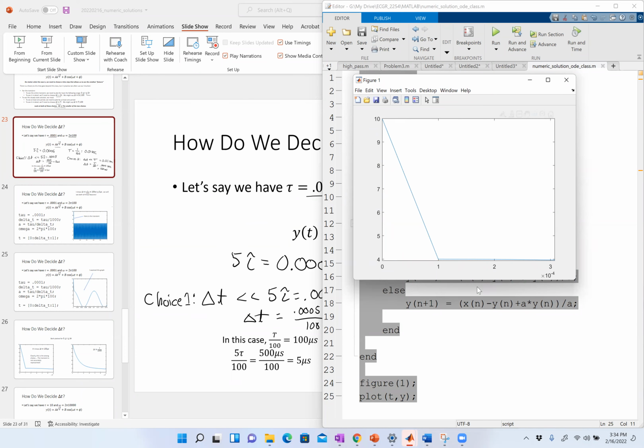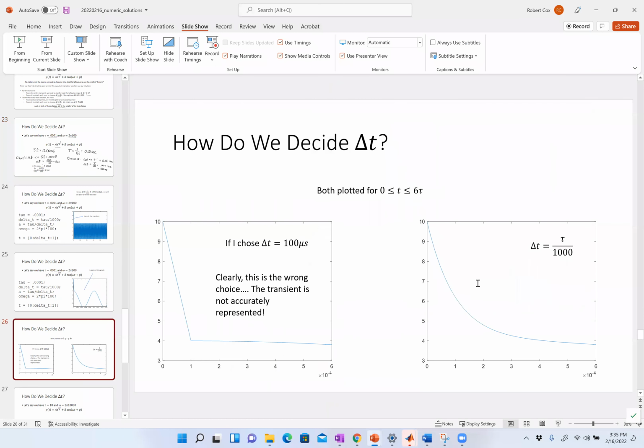This guy looks like a line. You remember what I had before? It looked much smoother, right? Which, you know, may not be that big of a deal, right? But I could get into a situation where I make a really bad decision, right? So if I look at this, this is for delta t equal to 100 microseconds.